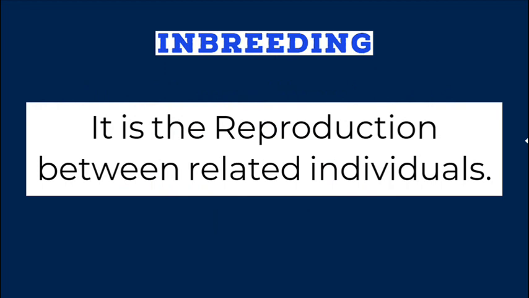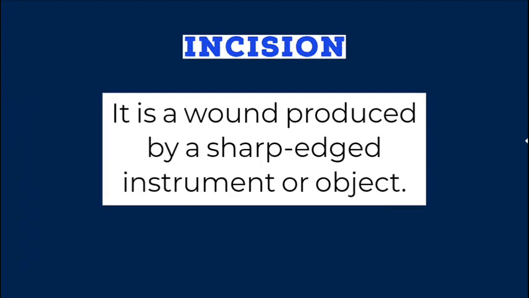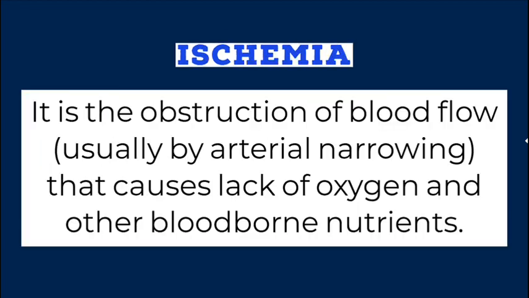Inbreeding. It is the reproduction between related individuals. Incise wound. It is the injury produced by a sharp instrument and characterized by lack of surface abrasion and absence of bridging vessels, nerves, and smooth margins. Incision. It is a wound produced by a sharp-edged instrument or object.